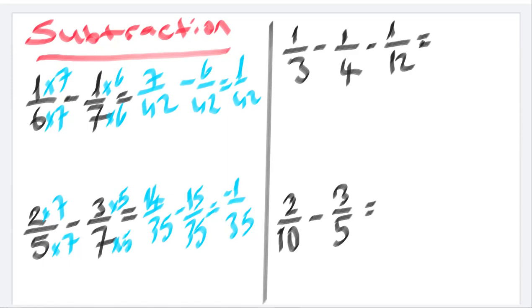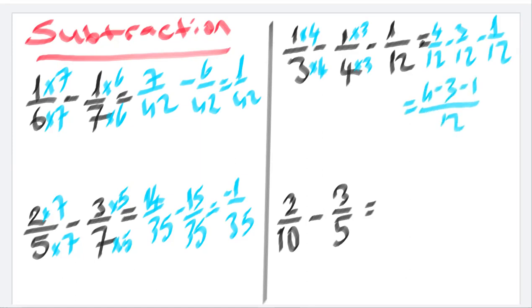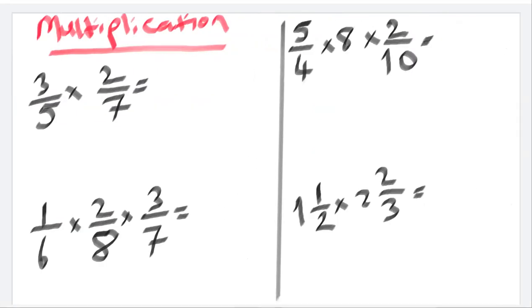And here we have 3, 4, 12. If we have three fractions, we must make them all equal. This time we choose their LCM. Watch carefully, we will make all equal. So 4/12 minus 3/12 minus 1/12. So 4 minus 3 minus 1 over 12, which is 0/12. If you divide 0 by any number, it will be 0. So you can do the last one.